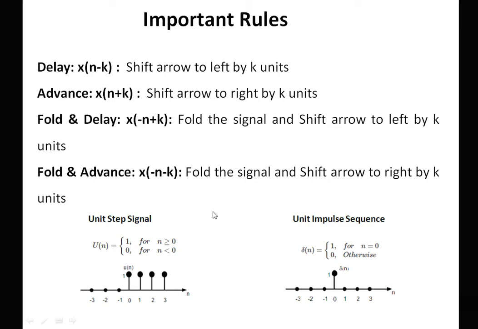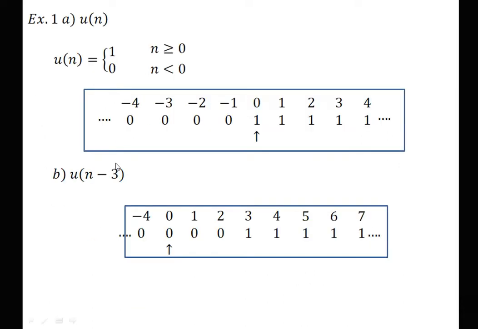These are the unit step signal and the unit impulse signal, that is the delta function. There are exercises related to these functions, the unit step and delta signal. That's why the signals are shown for your reference. First example: display u of n.